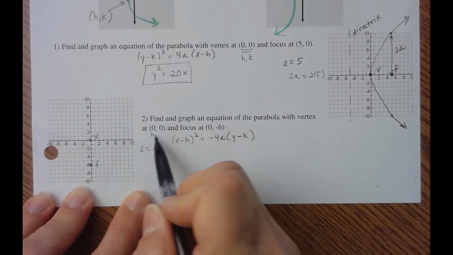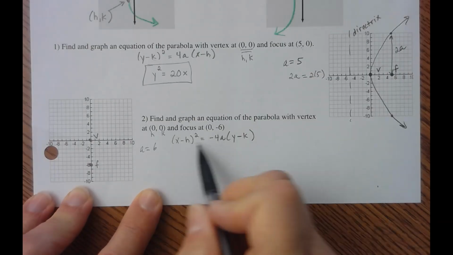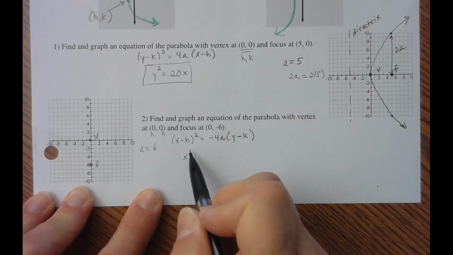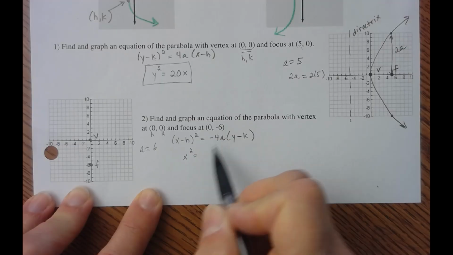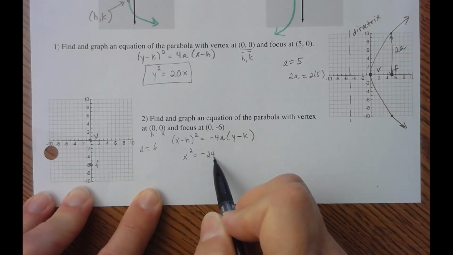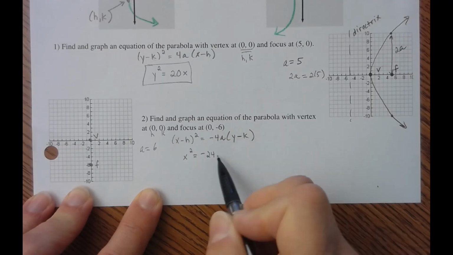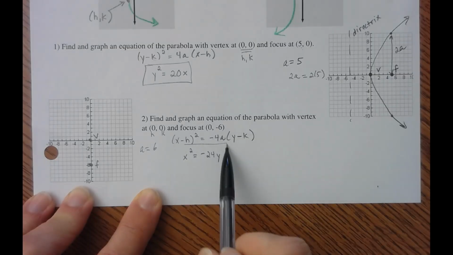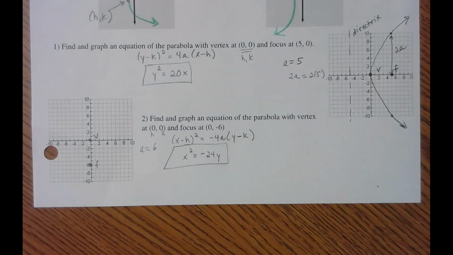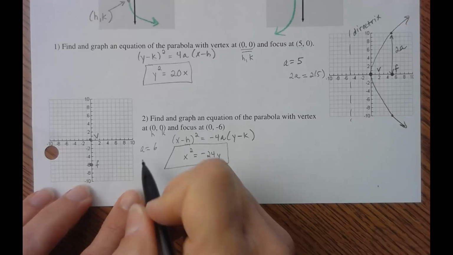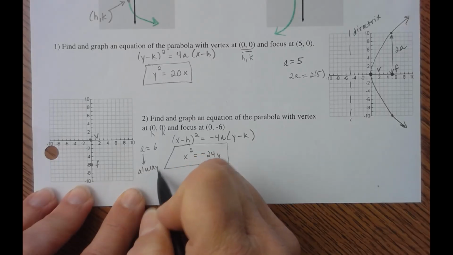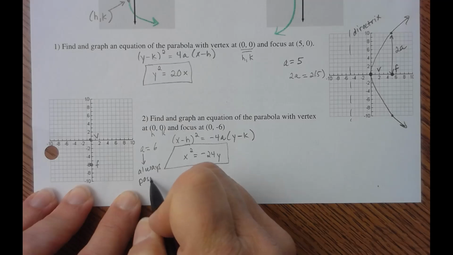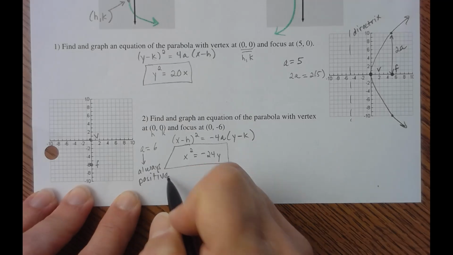H and k are both 0. So when I write my equation, this will just be x squared equals negative 4 times 6, which is negative 24, and y minus 0, which is just y. One thing I want to mention is the a value is always positive because it's considered a distance, and distance is positive.